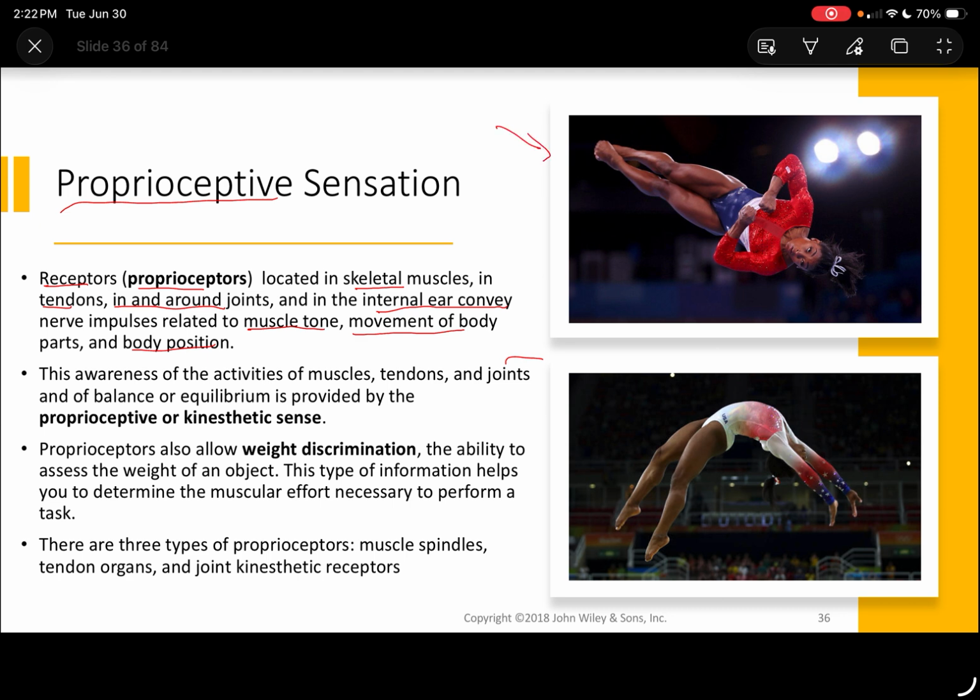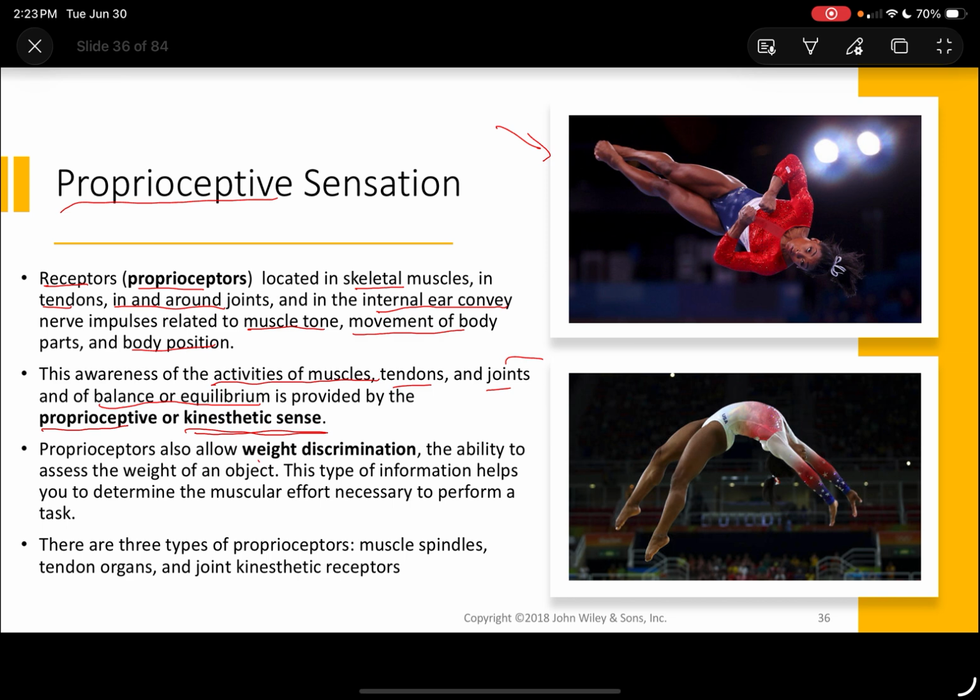This right here is the goat Simone Biles, and she clearly has excellent kinesthetic senses here. So this awareness of the activity of muscles, tendons, joints, etc., as well as balance and equilibrium, are going to be provided again by our proprioceptive or our kinesthetic senses. So old Simone here clearly has some next level kinesthetic senses.